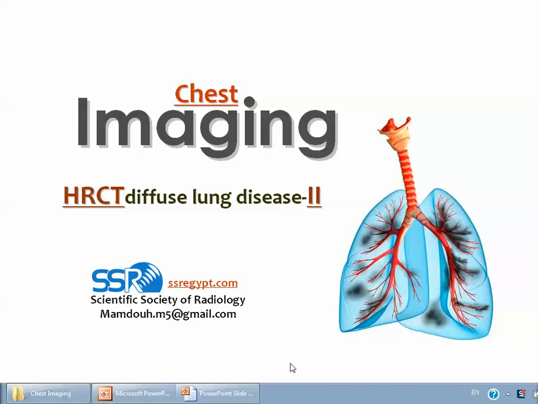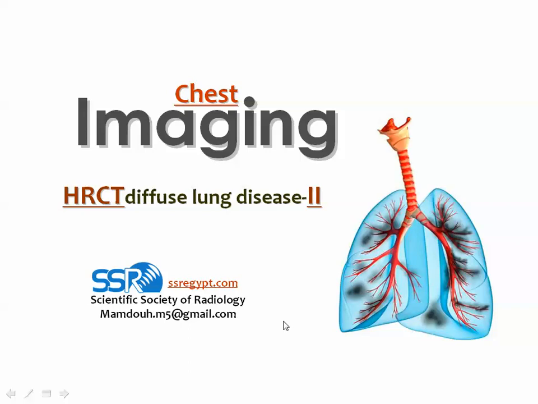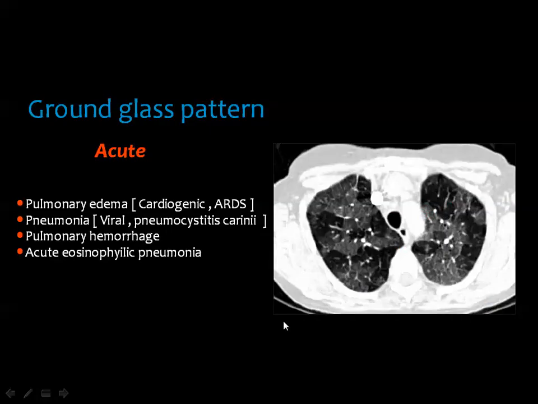Dear colleagues, this is the second part of the topic concerning the high resolution CT diagnosis of diffuse lung disease. In the first part, we have stopped at the pattern known as the ground glass pattern. We divided this pattern into two forms. The acute form, we have finished with the acute form, and we provided the differential diagnosis for the possible acute presentation of ground glass lesions in the lung fields.